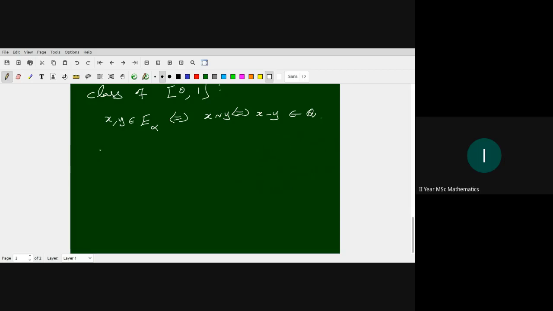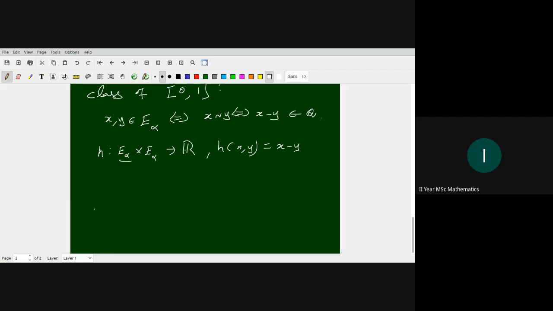I'm going to define a function h from E alpha cross E alpha into Q, right? h of (x, y) is defined as x minus y. If I take two elements x, y in E alpha, their difference is rational. So where should the range of h lie? Contained in the rationals, right? Is E alpha cross E alpha rational?